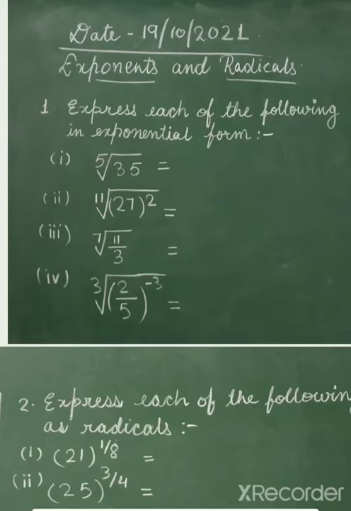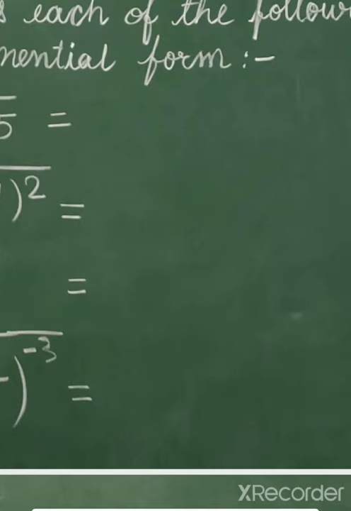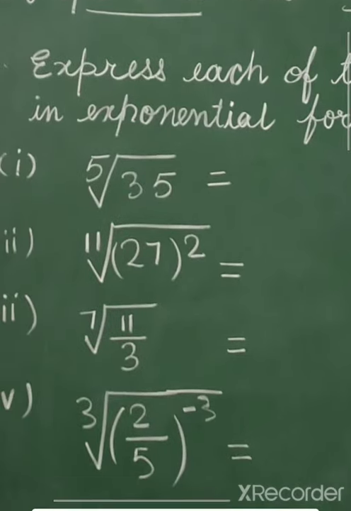Yes, this is exponents and radicals, worksheet 1. Express each of the following in exponential form. You can see in question number 1, it is given in radical form. That means 5th root of 35, 11th root of 27 squared. The third is 7th root of 11 upon 3, and cube root of 2 by 5 to the power minus 3. This is all radical form as it is given by the expression of root.